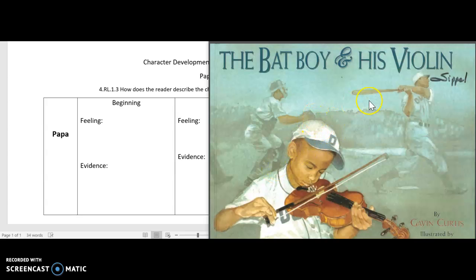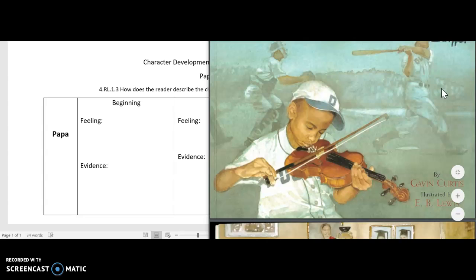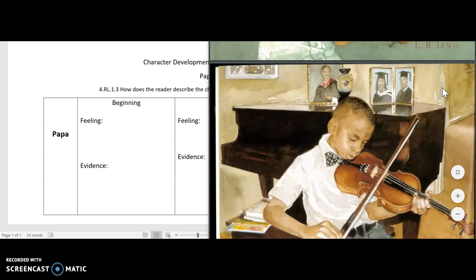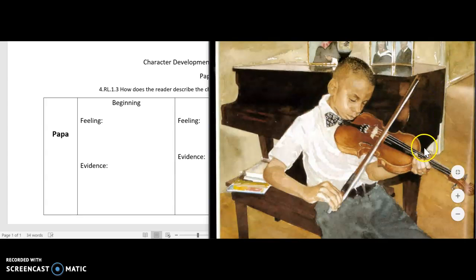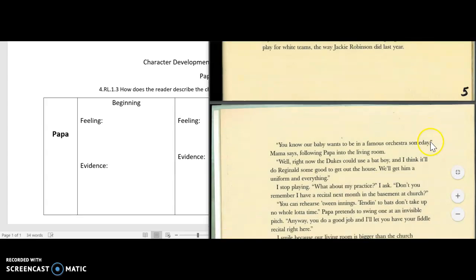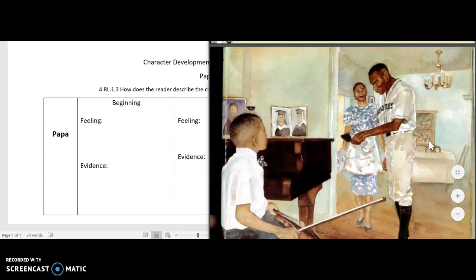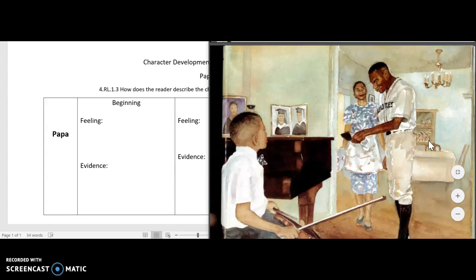So when I think of the beginning of the text, really what I'm thinking of is this illustration here, where I can see Reginald's playing the violin. I know he's sitting there in his living room, and then he makes that comment about, oh, I bet Papa's home. And he says, I wonder what kind of mood he's going to be in. And Papa, you can tell by his face, he looks a little irritated. I know that he's the coach of the Dukes. Maybe they just lost a game. He comes in, and what's Reginald doing? He's playing the violin. You got it.